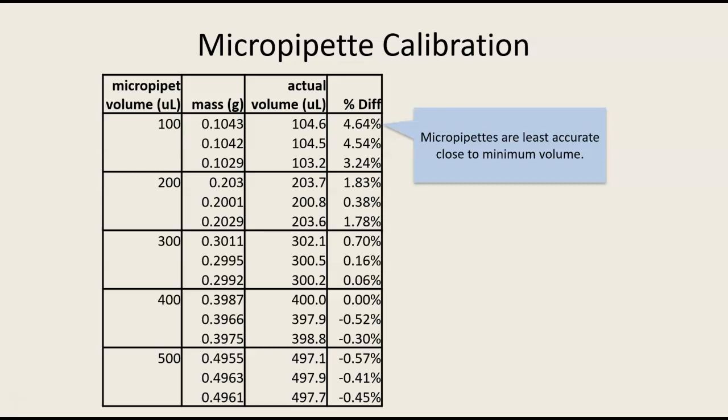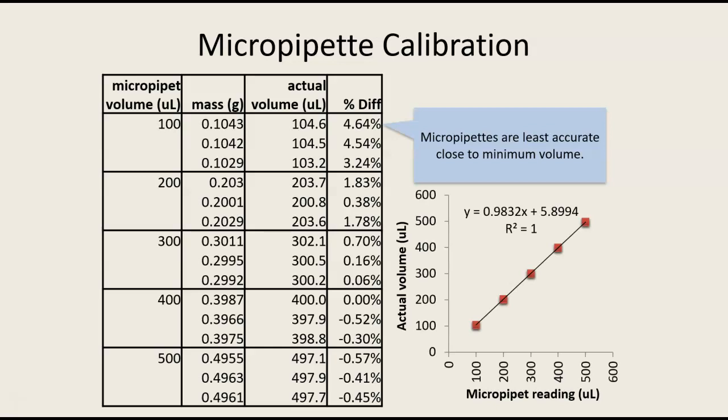You'll need to calibrate your micropipette, and we'll use distilled water to do that, and our balance, and you'll be doing mass measurements. You'll need to know the temperature of your water in order to accurately do this. And so you'll want to develop a chart that looks something like this on a spreadsheet. And you might notice that the smaller the volume, the greater the percent difference. So micropipettes are least accurate close to the minimum or smallest volume, which makes sense when you just think about relative error in general.